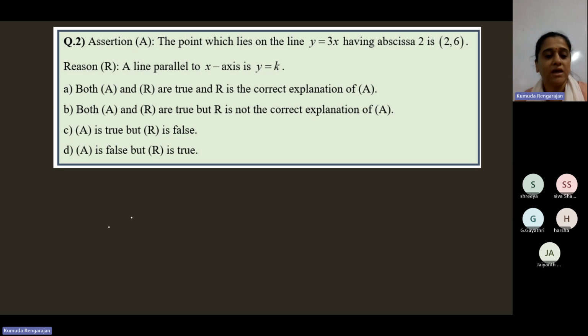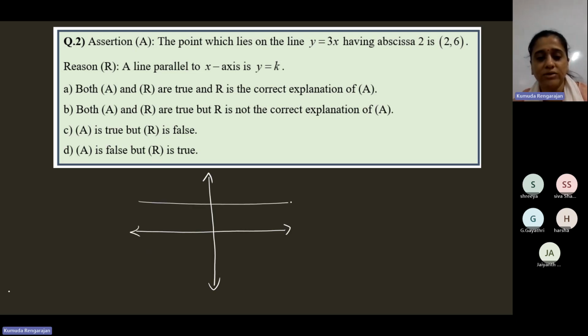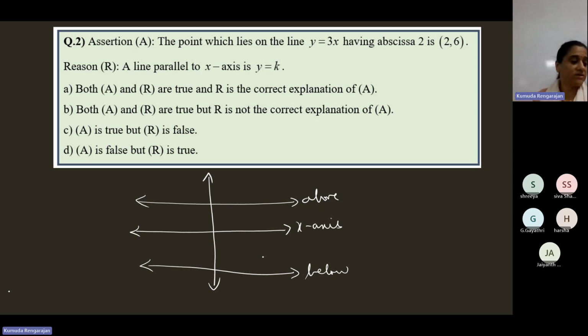Okay. Now, let's understand the equation of a line parallel to the x-axis. You need to have some patience. Parallel to the x-axis, it can be above or below like this. This is the x-axis. We're trying to understand the equation of a line parallel to the x-axis. Let's just mark some points.